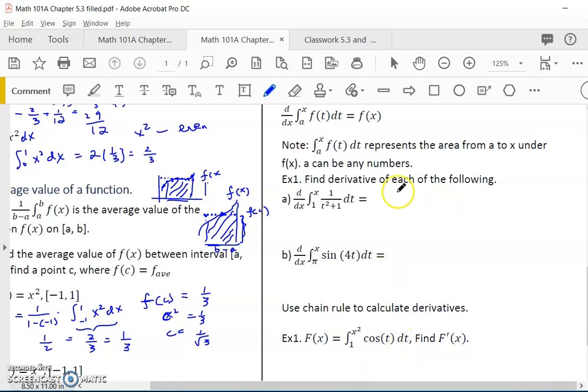So let's get back to it: after we finish proving it, what do we do? We would say there is a function from a to x. Now this a can be any number, but it has to be a fixed number. And then if I take a derivative, what would it be? The derivative of something that is an area that is always changing is just the inside, 1 over x squared plus 1. This is the rate function. Okay, this is very easy.